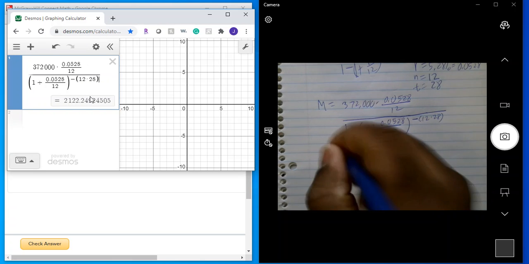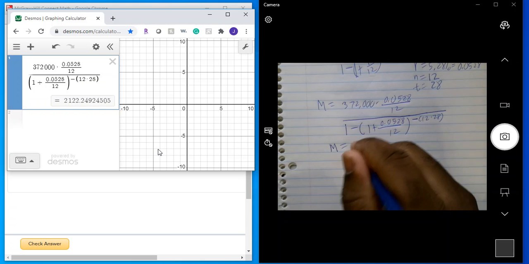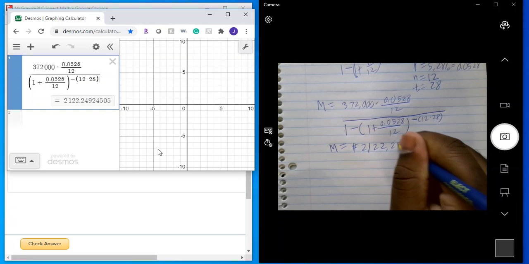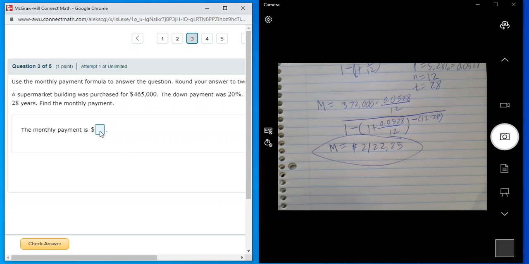And it tells us in the problem that we're supposed to round to 2 decimal places. So it'll be $2,122.25 a month. And that is your final answer. So we type that in there, $2,122.25. Check our answer, and it is correct. So we are done. If you have any other questions, please feel free to email me.